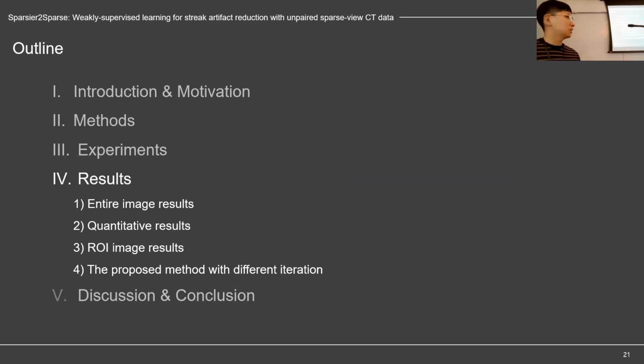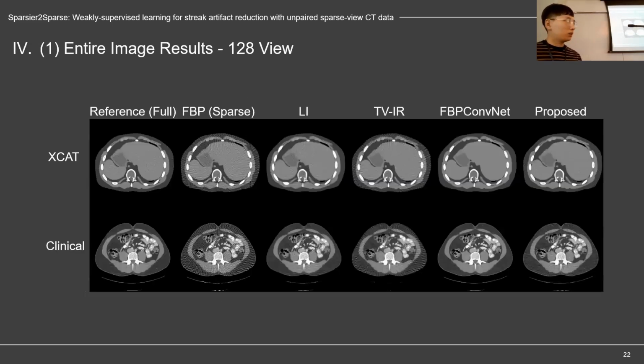Now let's see the results. The first is the entire image results with 128 projection views on SCAT and clinical dataset. For comparison, we showed the methods of linear interpolation, total variation-based iterative reconstruction, and FVP combined sequentially. The LI method estimated the missing view data of the sparse view sinogram by linear interpolation in view direction and matched it to the full view size.